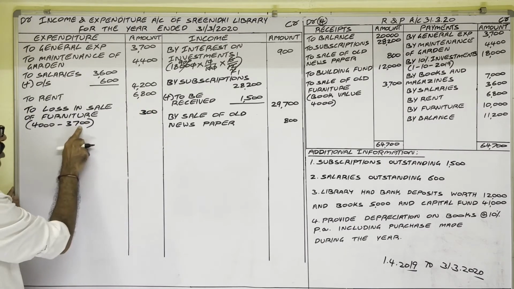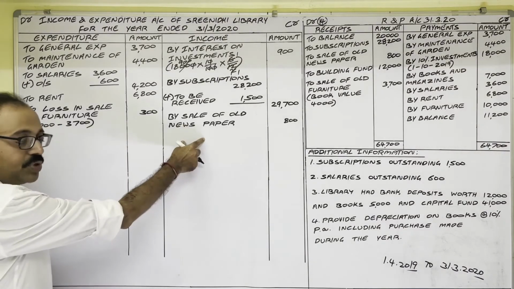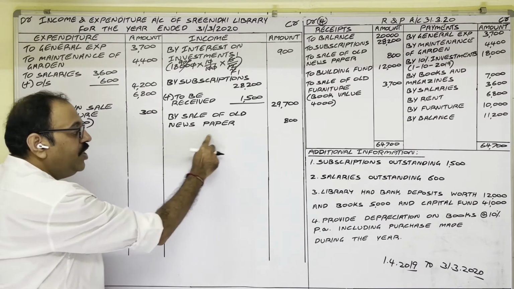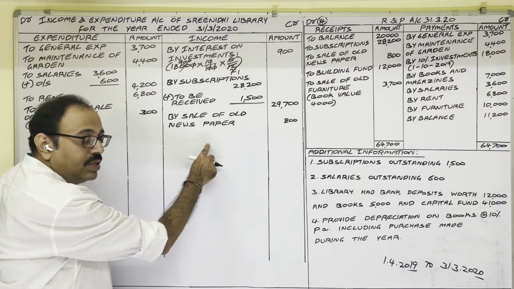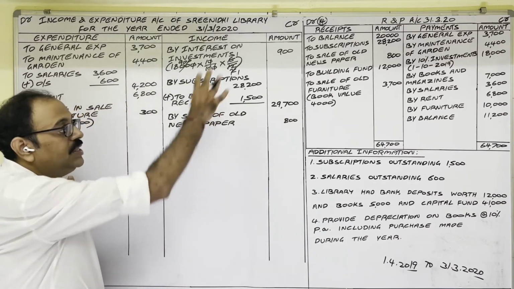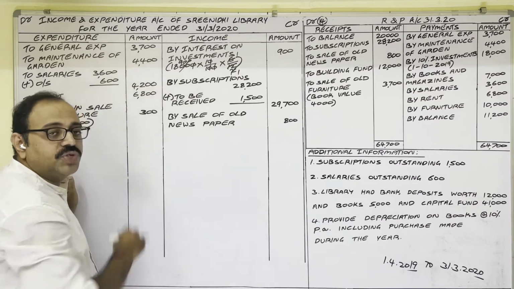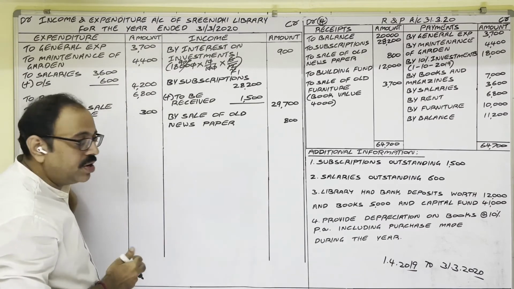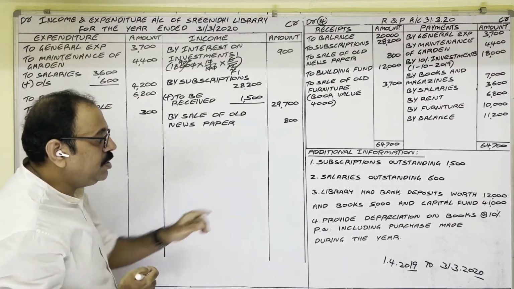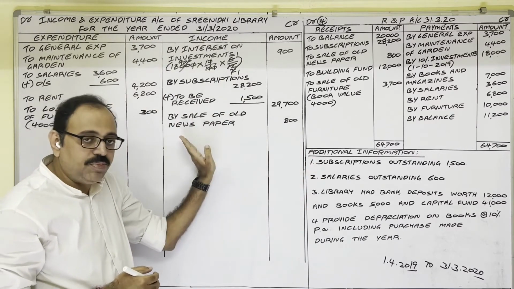Suppose sale value is more than the book value, then profit comes. Credit side we should show. By profit in sale of furniture. Sale value minus book value, difference in amount column. So receipts and payments account amounts we have taken. Adjustments also once we should consider whether we have taken all or not. First point, subscriptions outstanding completed. Second one, salaries outstanding completed.